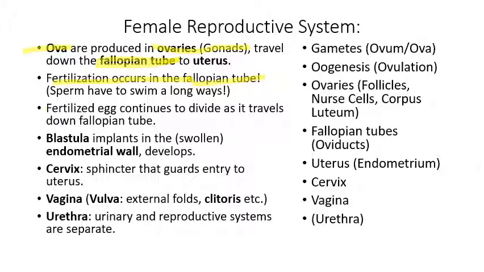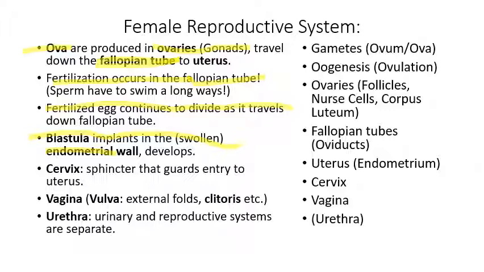So then this fertilized egg develops into a blastula, and it continues to divide as it travels down the fallopian tube. Eventually it reaches the uterus, and the blastula will implant itself into the swollen wall of the uterus. The wall of the uterus, as we learned in an earlier lecture, is called the endometrium. So this fertilized blastula that's continuing to develop will get stuck in the swollen endometrium, in the endometrial wall, and develop into an embryo, and then a fetus, and then a neonate when it comes out.